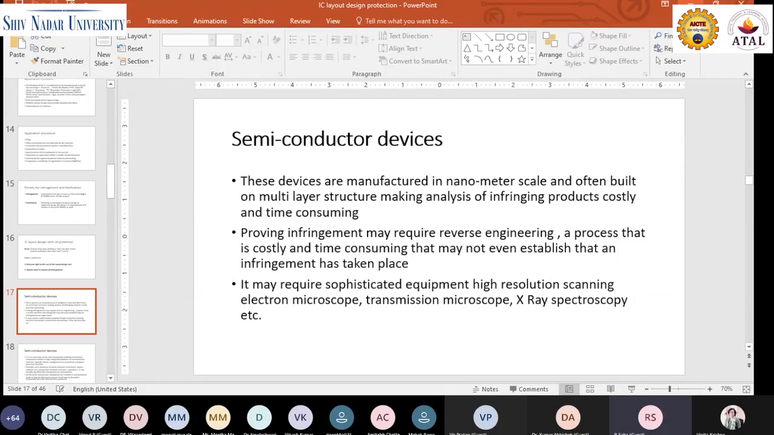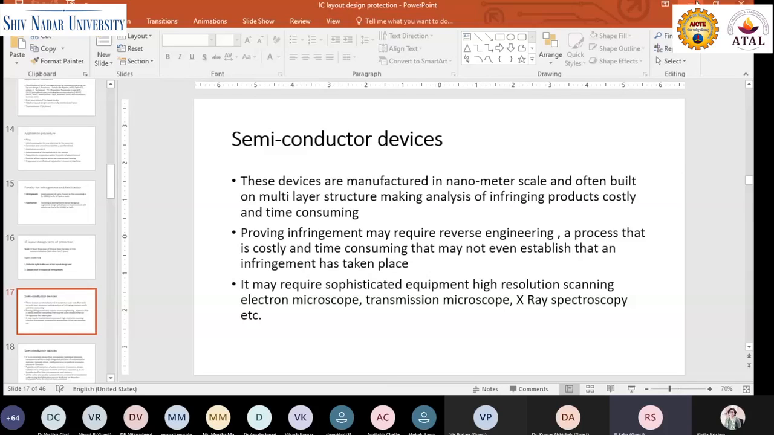Now, other things, which I've already given you an indication of, but it's better to go through them. These devices are manufactured at the nanometer scale. Nanometer, you know what the scale is? It's very small, and they are often built on a multi-layer structure, which I've been telling you, making analysis of an infringing product costly and time consuming. What it really means is that if you find that a chip being sold in the market is violating your IP on semiconductor design, normally somebody will have to prove whether it is the same thing or not. So how do you prove it? See, in the case of drugs and pharmaceuticals, there may be some data which is available, which you can access. There may be some actual application which is in the market. But in this case, it's not like that.